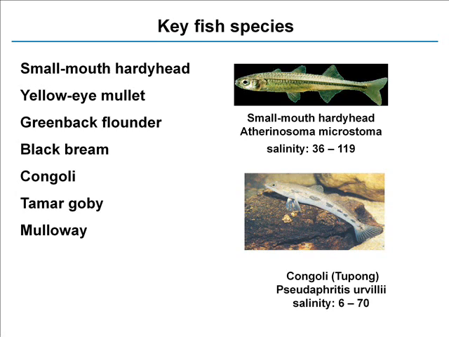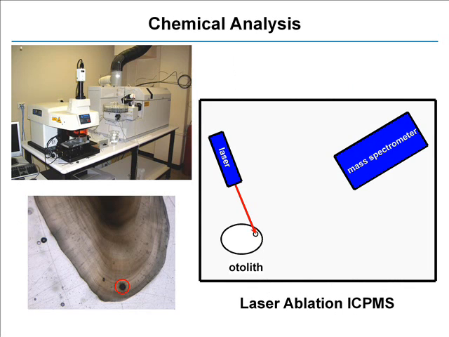So what we've done is we've taken the ear bones, we've sectioned them, and we've analysed different regions of them, or transects across them, using what we refer to as a laser ablation inductively coupled plasma mass spectrometer. So this is the laser here, which ablates the sample, and then the ions are passed through to the mass spectrometer, this component of the machine.